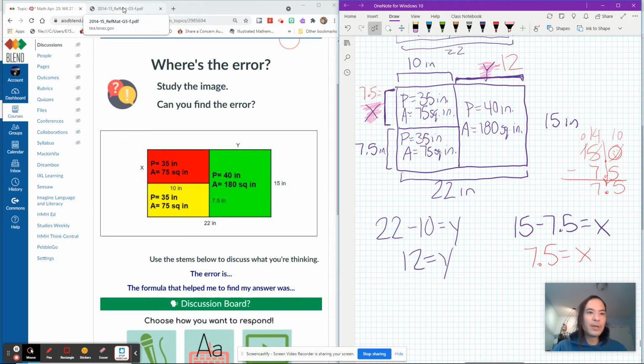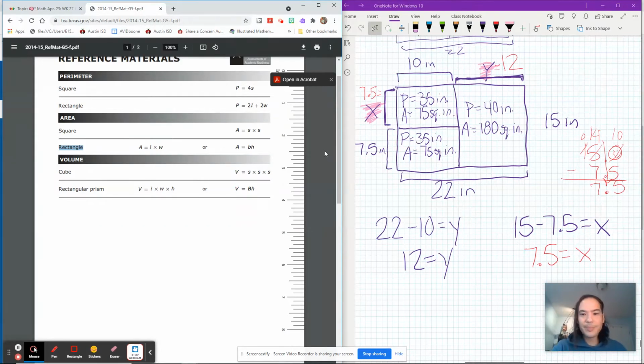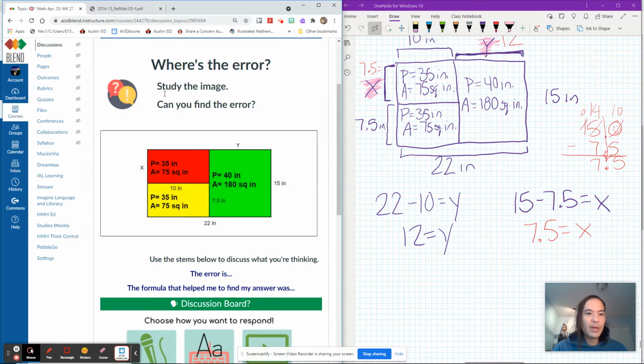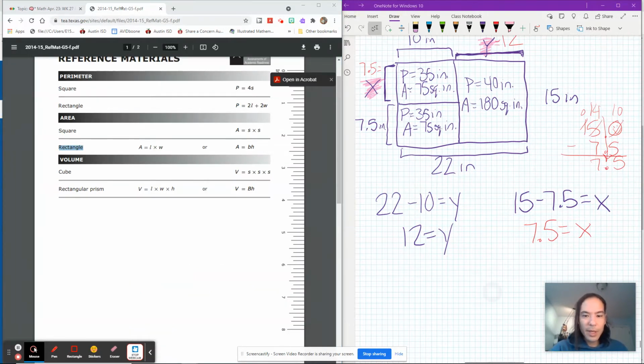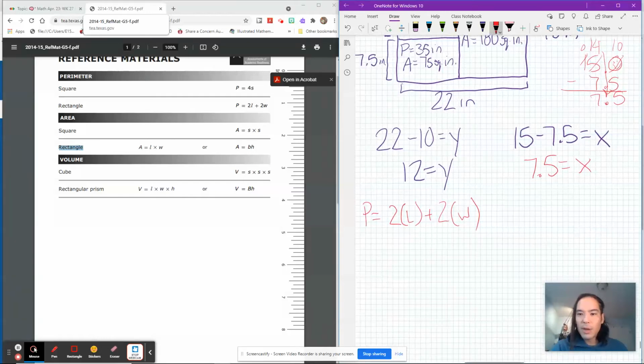So let's take a look at our star cheat sheet. What formulas are we going to use to figure out if we have a mistake? We're looking at perimeter of a rectangle, and we're looking at area of a rectangle. So let's use both of these formulas to figure out if our yellow and our red rectangles are correct. Once again, our formula for perimeter is perimeter equals 2 side lengths plus 2 side widths. And our formula for area was area equals length times width.